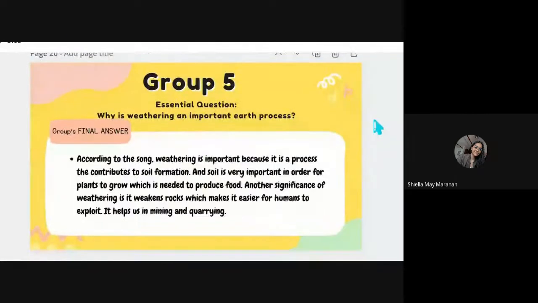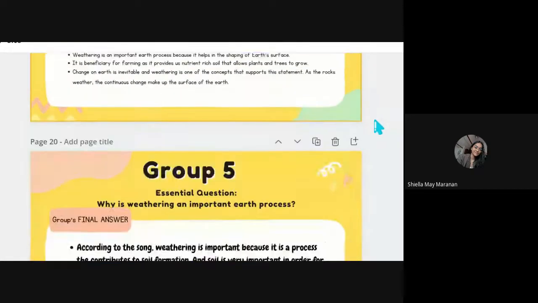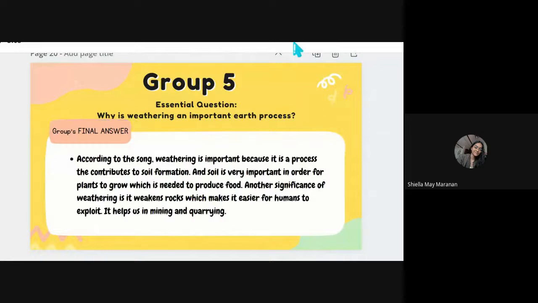And the next slide is the answer of my group mates. Someone answered, weathering is important because it is a process that contributes to soil formation. And then so on. So our group's final answer will be reported by Mr. Clares, one of my group mates. So Mr. Clares.